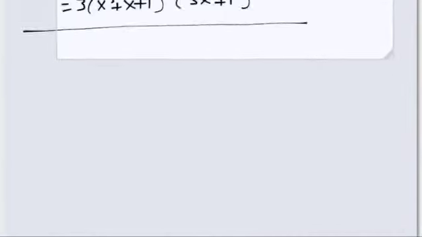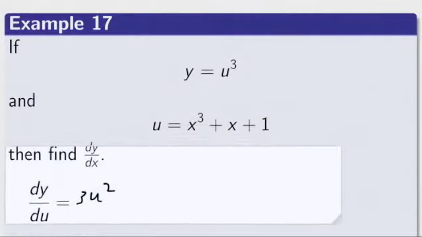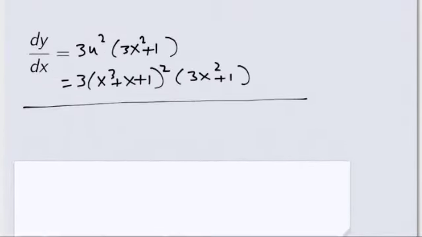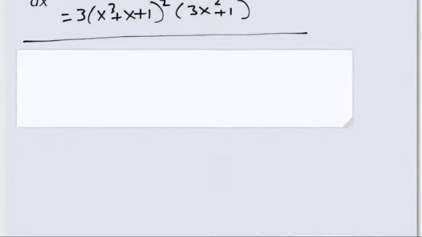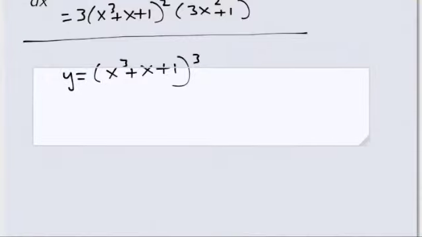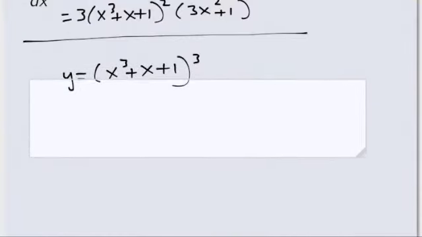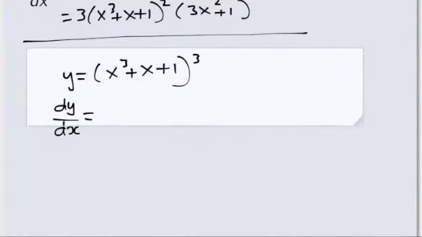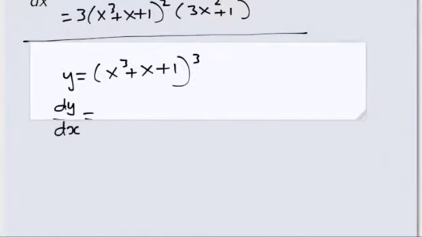Now let's phrase example 17 in a slightly different way. So let's state that y is equal to x cubed plus x plus 1 all cubed, and say that we want to find dy dx. So we want to obtain dy dx. Now we could apply the chain rule to obtain dy dx.